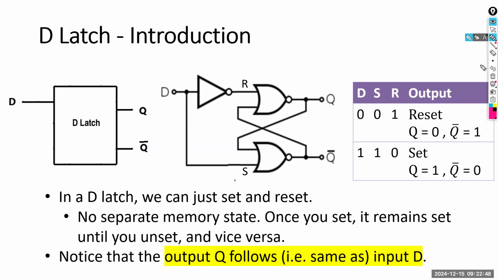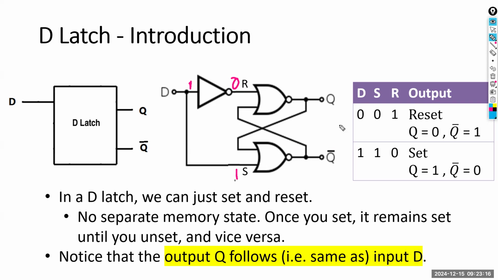So therefore, what we can do is, rather than having two inputs, we can use one input. That input is directly connected to S, and to the other one, we just negate it and take it to the R. Okay. So then when D is 1, S is 1, R is 0. That means set.